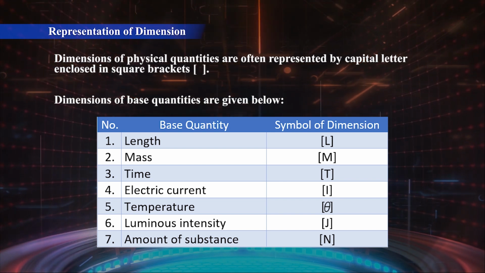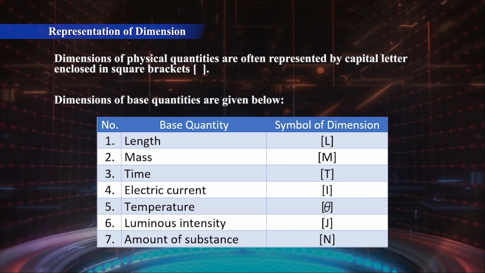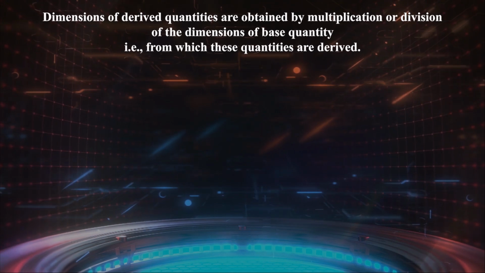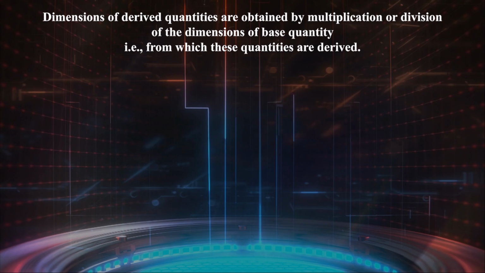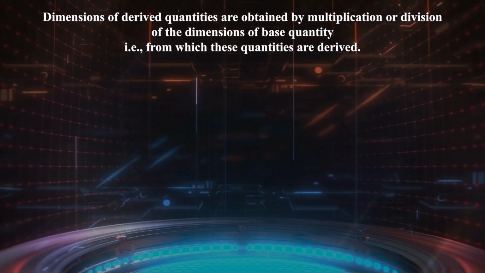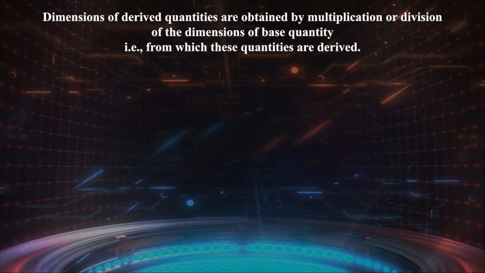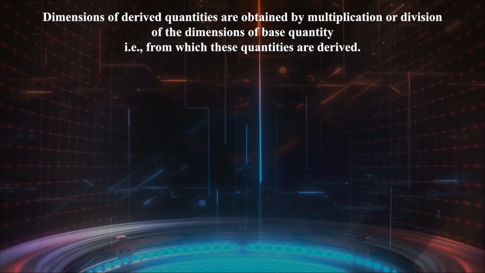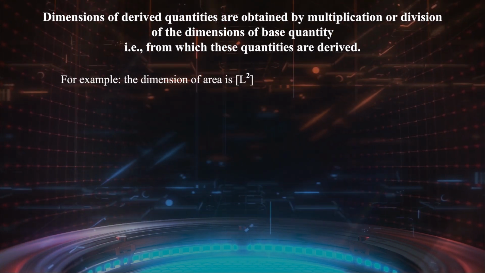Now, how do we represent the dimensions of derived quantities? Dimensions of derived quantities are obtained by the multiplication or division of the dimensions of the base quantities from which these quantities are derived. It means whatever the formula of that particular derived quantity, you will use that formula to find the dimension. Look at here how we do that.